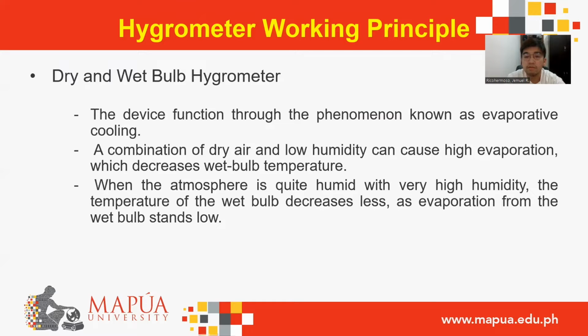A combination of dry air and low humidity can cause high evaporation, which decreases wet bulb temperature. When the atmosphere is quite humid with very high humidity, the temperature of the wet bulb decreases less, as evaporation from the wet bulb stays low. With 100% humidity, the dry bulb and wet bulb will show the same temperature. That is because of negligible water evaporation from the wet bulb. Therefore, no cooling effect emerges.